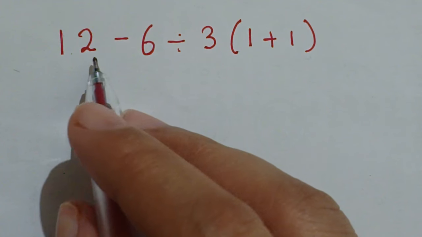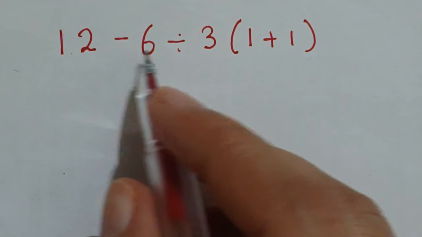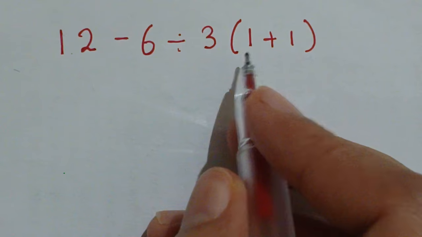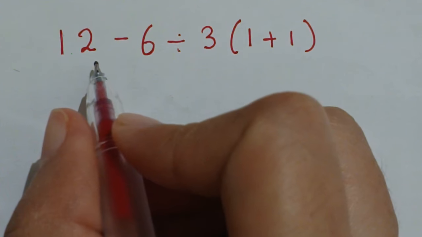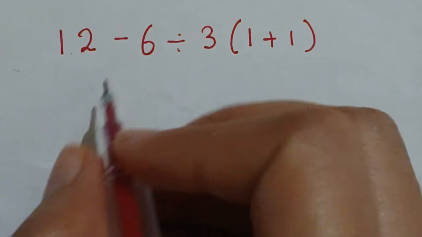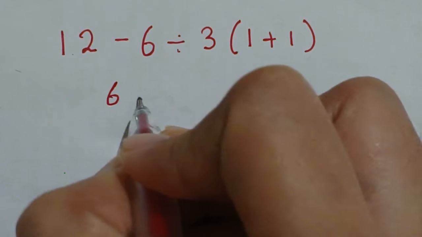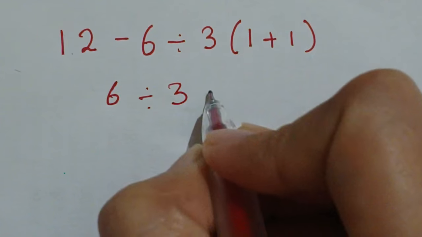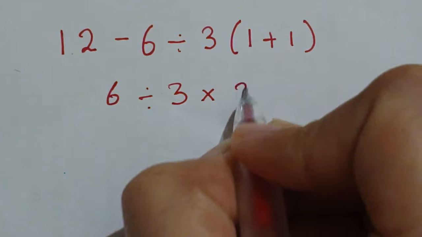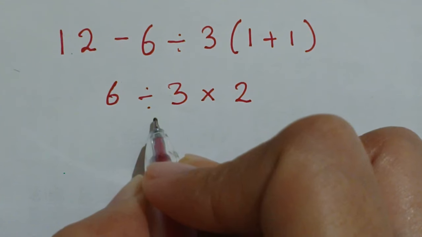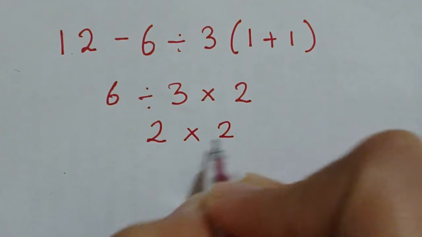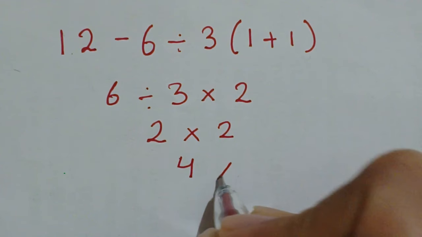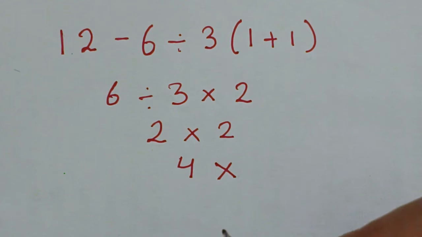Solve this expression, which is 12 minus 6 divided by 3 bracket 1 plus 1. So here, 12 minus 6 which is 6, divided by 3 times 1 plus 1 which is 2. So here comes 3 2s are 6. So 2 times 2 which is 4. But this is the wrong value for this expression.